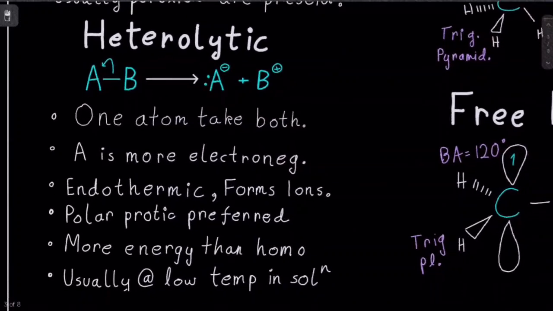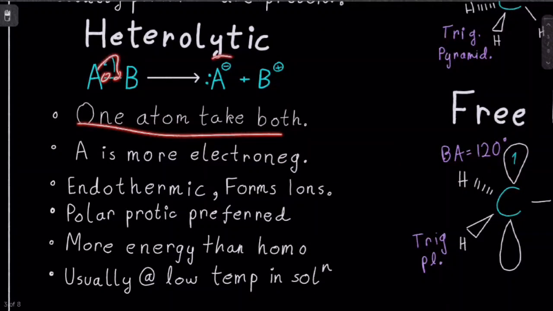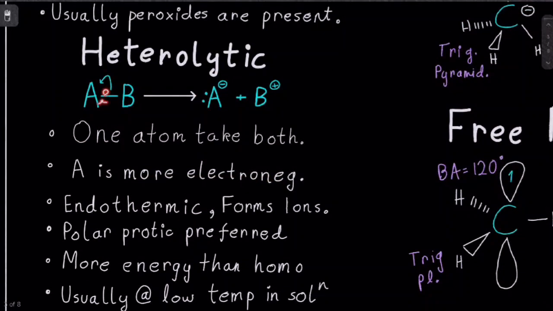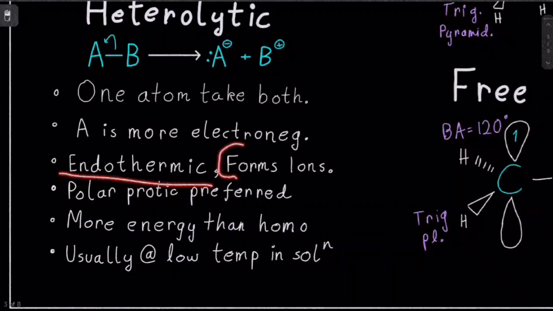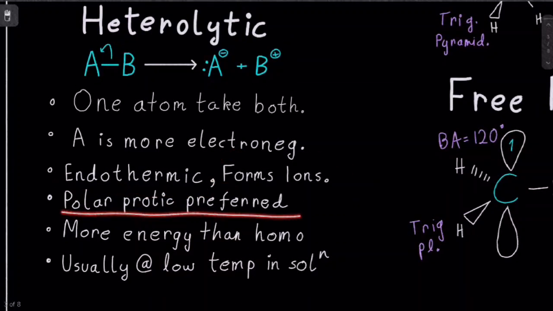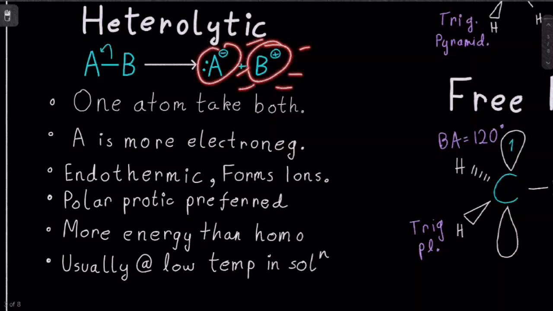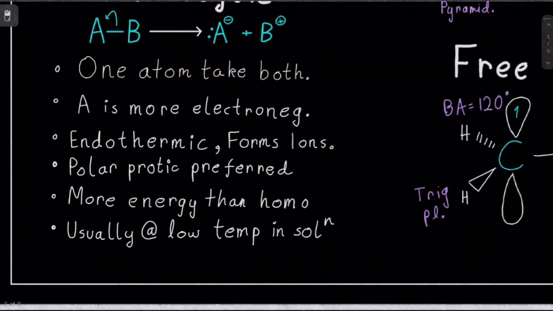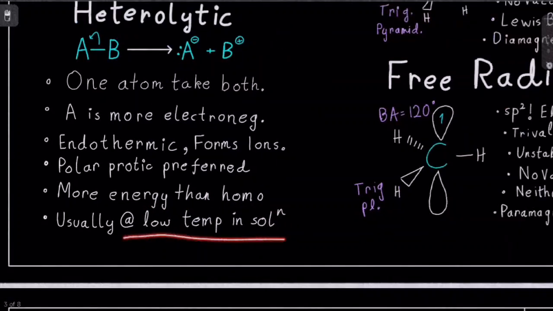Now, heterolytic fission, easy to understand. One atom takes both of these electrons and gains a negative charge. Here, A is more electronegative because it took both the electrons. This again is an endothermic process, but it forms ions. For this, a polar protic solvent is preferred, just as I told you. A polar protic solvent helps in stabilizing these ions by adding negative charge here and positive charge here, like the solvent will surround the negative charge with the positively charged part of the solvent, and this is known as solvation. This bond breaking requires more energy than homolytic fission, and it usually happens at low temperatures in solution.